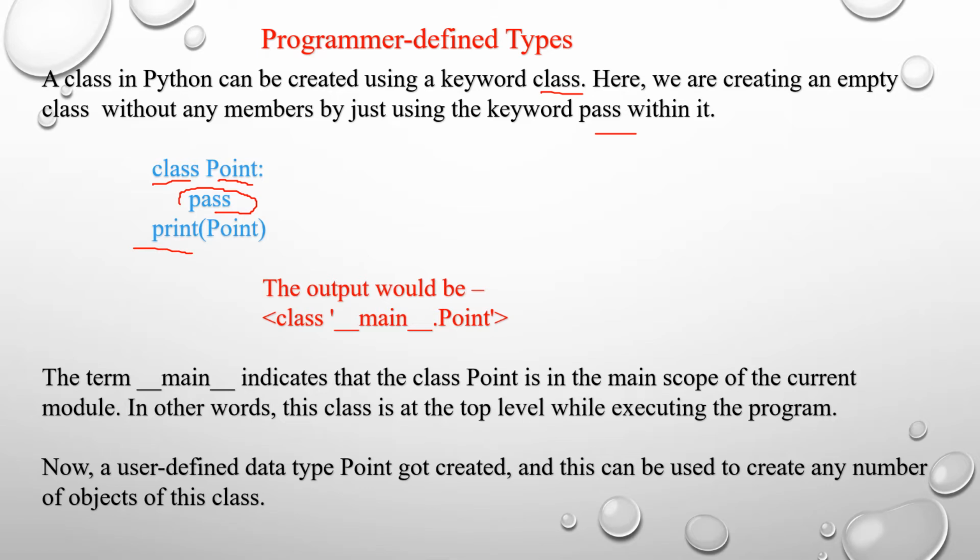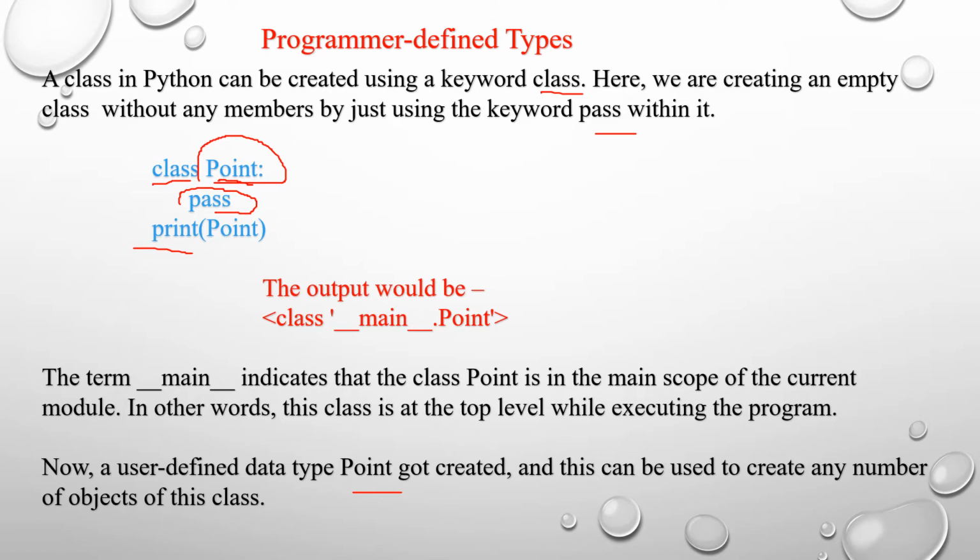The output would be __main__. So the term double underscore main indicates that the class Point is in the main scope of the current module. In other words, this class is at the top level while executing the program. Now a user-defined data type Point got created. So here Point is the user-defined data type.